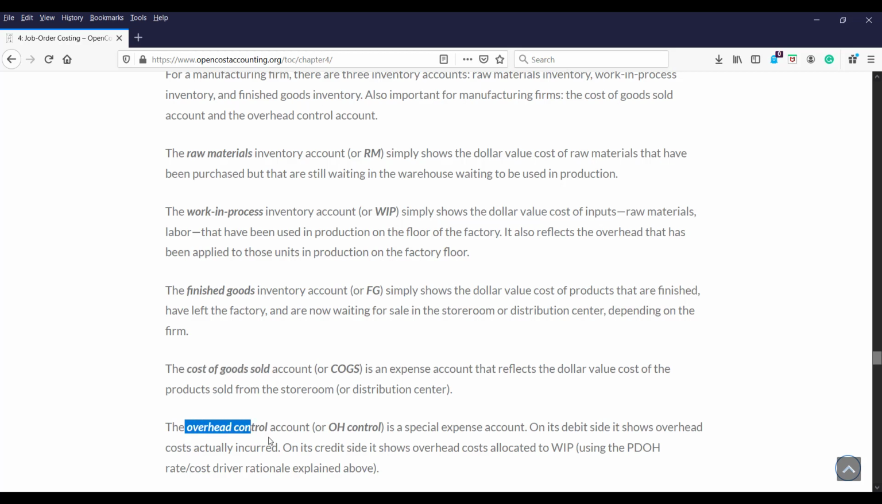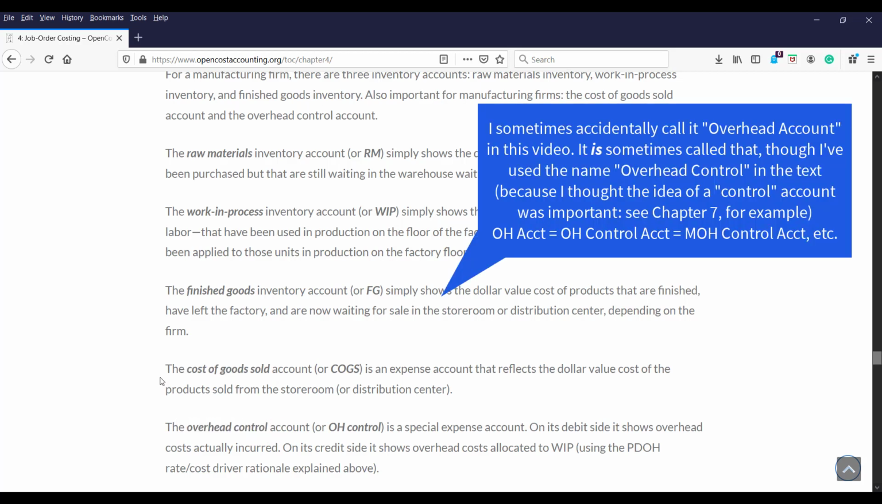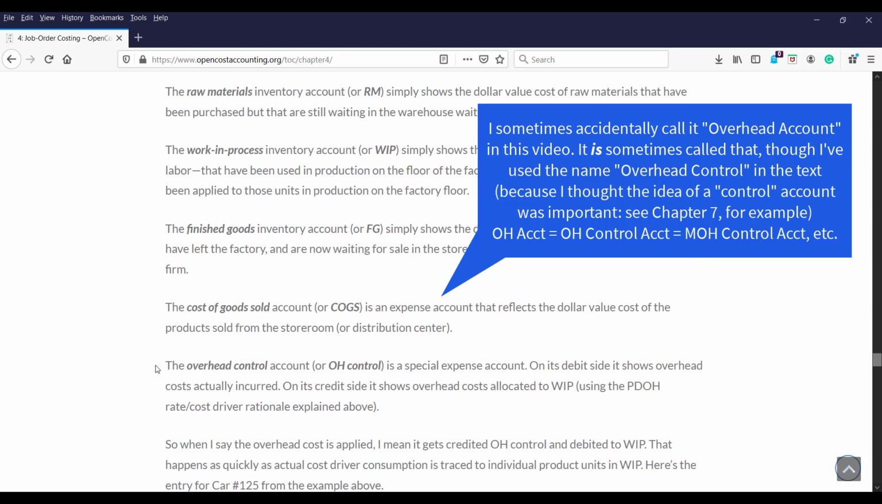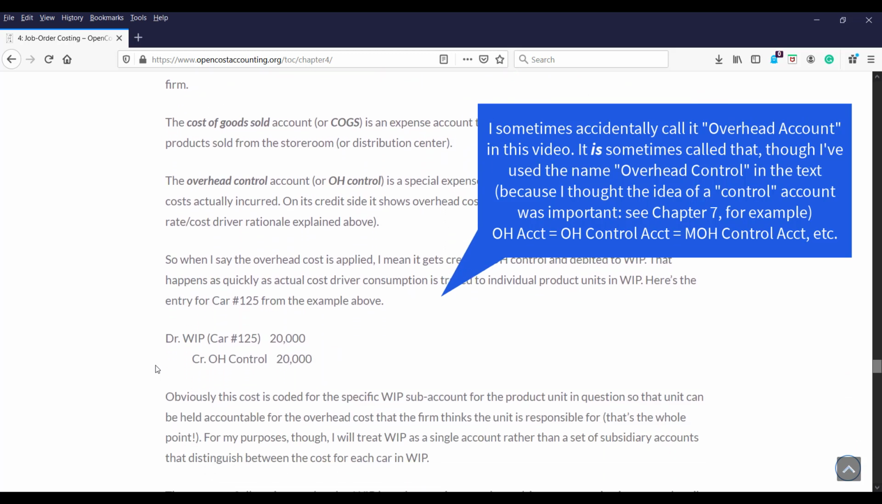Now, this next expense account, the overhead account, is a special expense account, and it's used to help us balance the applying of overhead through a PDOH rate. So, as we have our overhead rate calculated already, we had $100 as our overhead rate before. In car 125, we used 200 machine hours, therefore it was applied or was charged $20,000 of overhead in our example.